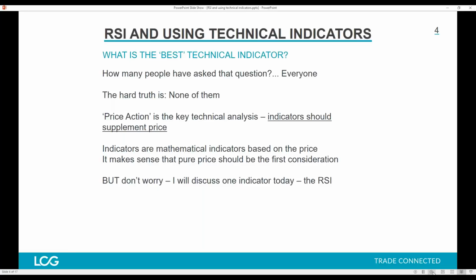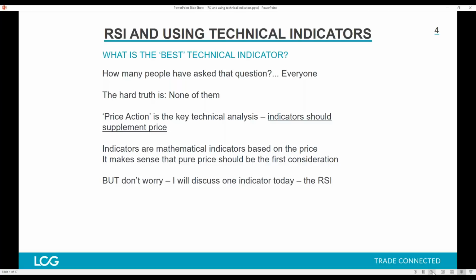So what is the best technical indicator? How many people have asked that question? Everyone. Hard truth? None of them. I know it's an annoying answer, but basically price action is the key to technical analysis. Indicators should supplement the price. What do I mean by that? Or what's the idea? Why even say that?